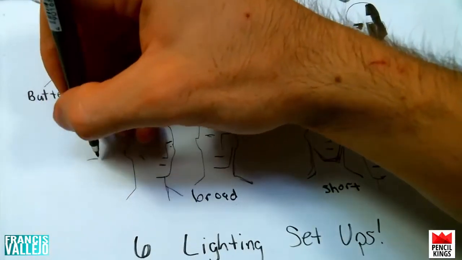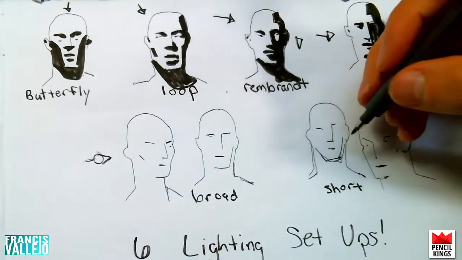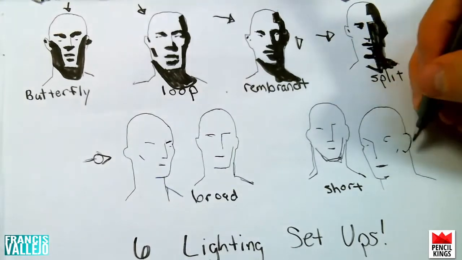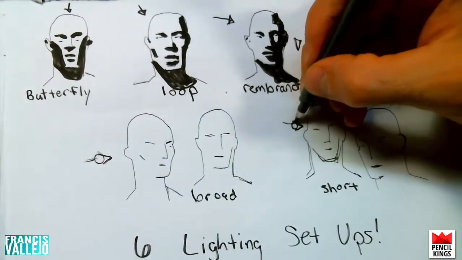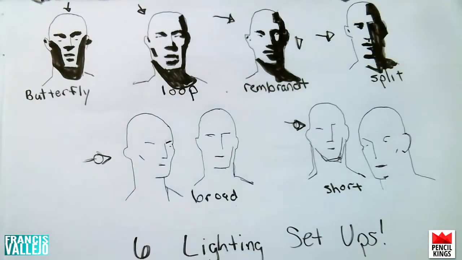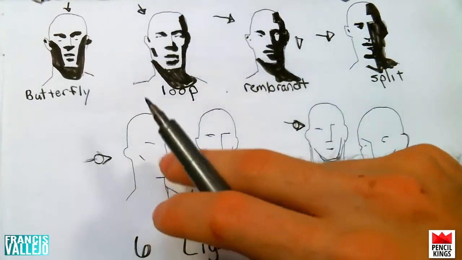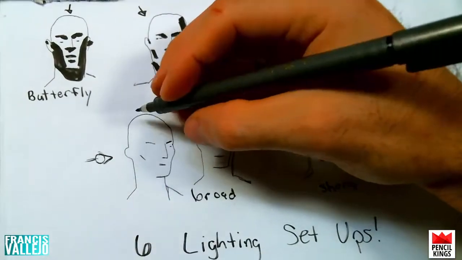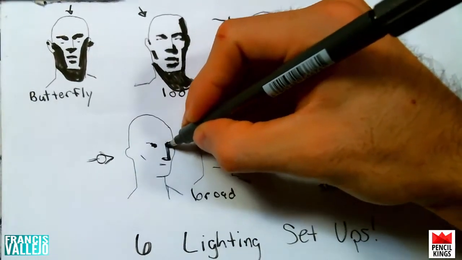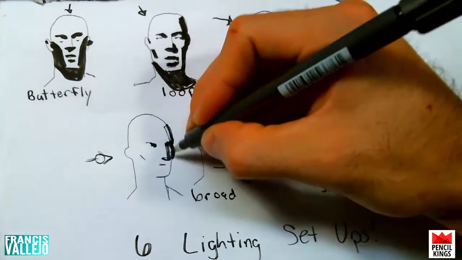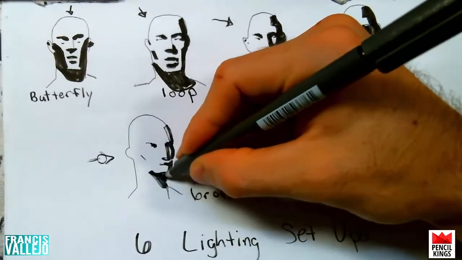So the light is like that, and then the lighting on this version here is actually in the same exact place. The lighting is coming from that angle, but the camera is on the other side. So broad lighting is when you see the majority of the lit side of the face. Like that.